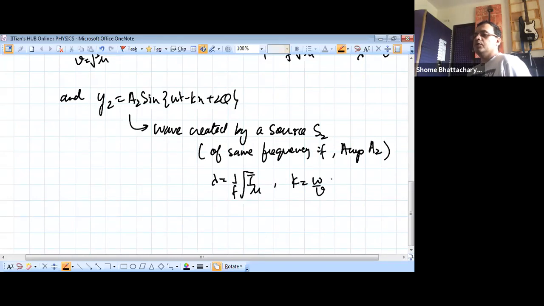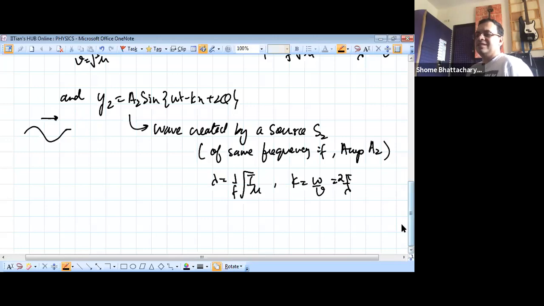It's omega by v or 2 pi by lambda. So the important point here is that as long as the two sources are simple harmonic oscillators of identical frequency, they will create waves which have identical frequency and identical wavelength. And of course, the waves are traveling in the same direction along the string. That's also the necessary condition. Because we'll also see later today that if waves are traveling in the opposite direction, then they create a different phenomenon. That is not called interference.